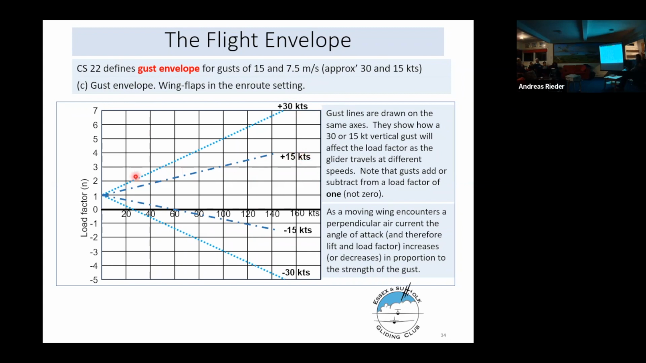And what this is saying is that the normal load factor on the glider is 1. And if you hit a gust, either positive or negative, then at 60 knots, you will generate an extra load factor of approximately 1, or down, for the down gust, approximately -1. If you hit a 15 knot gust at 120, you'll generate an extra 2.5 positive or an extra 2.5 negative.